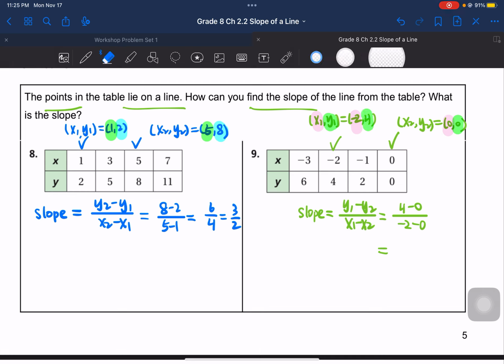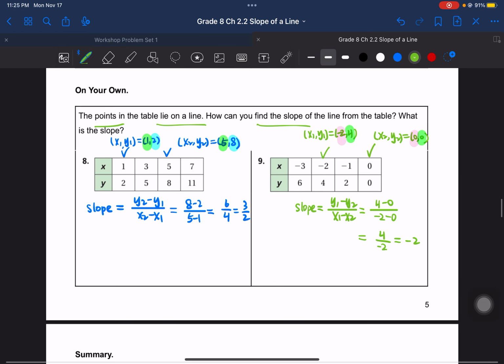So let's see. 4 minus 0, that's still 4. Negative 2 minus 0 is still negative 2. And we simplify, we would get negative 2 as our solution. So that's our slope, negative 2. So that's problem 8 and problem 9.